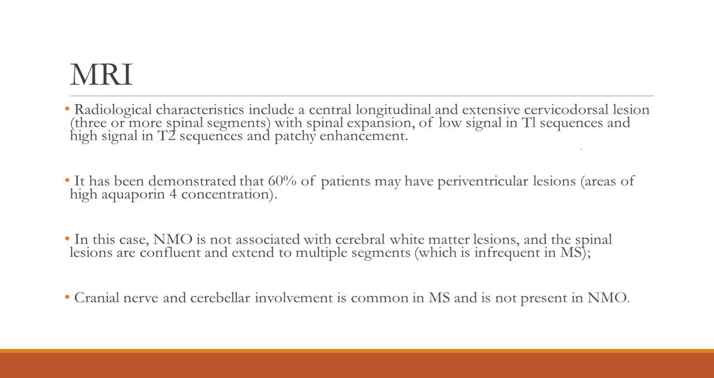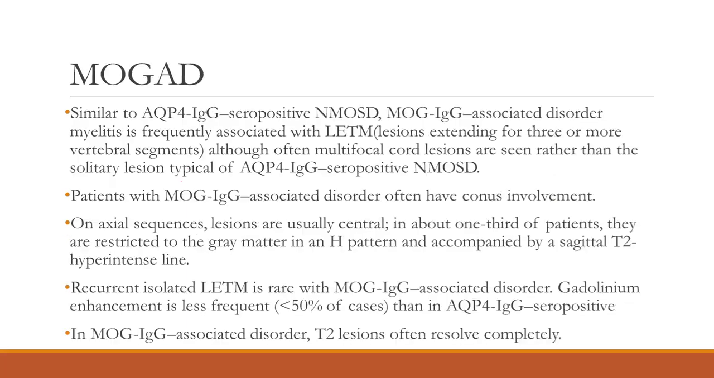So in 60% of the patients, periventricular lesions are seen. That is where we have these aquaporin channels, so it is primarily concentrated over there. NMO is not associated with cerebral white matter lesions, and spinal lesions are usually confluent. Cranial nerve and cerebellar involvement are common in MS, and they are not usually present in NMO.